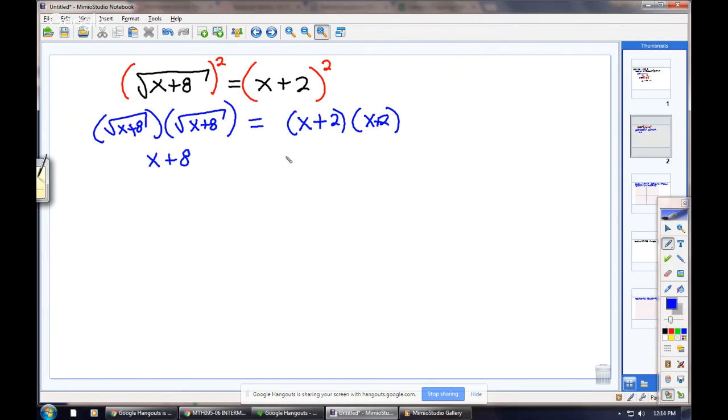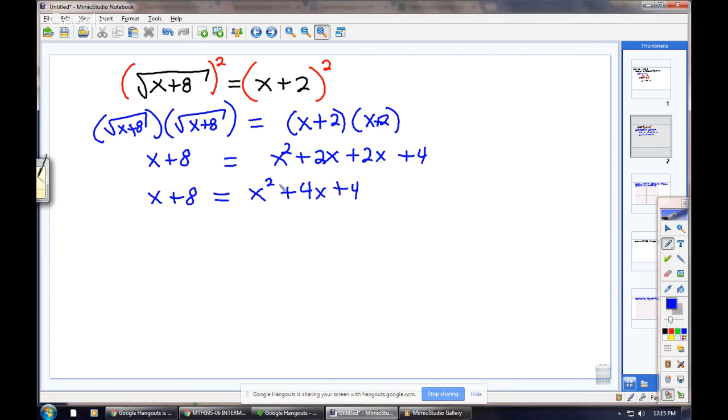So x times x is x squared. x times 2 is 2x. 2 times x is another 2x. And 2 times 2 is 4. So x plus 8 is still hanging out there. Cleaning up the right side, I get x squared plus 4x plus 4.